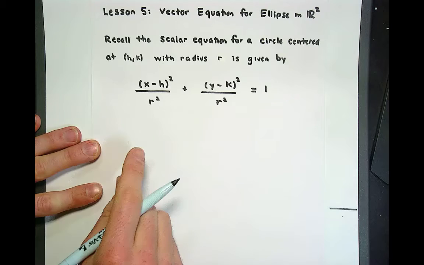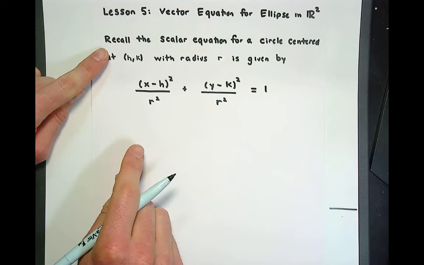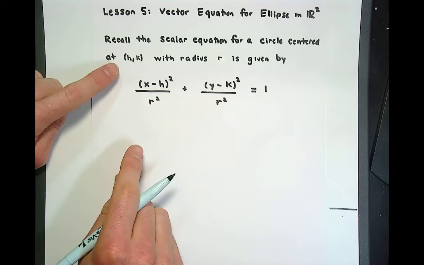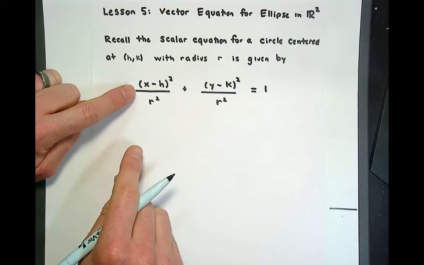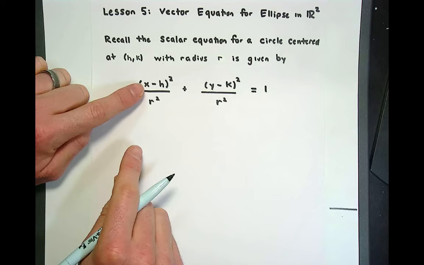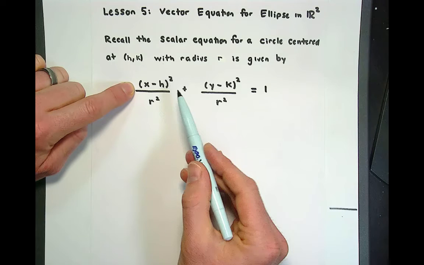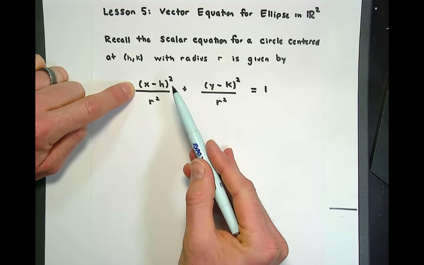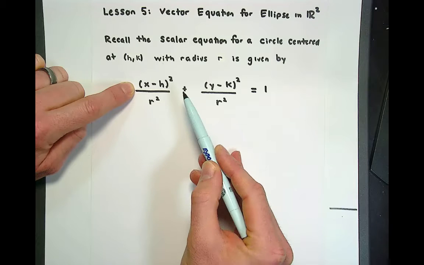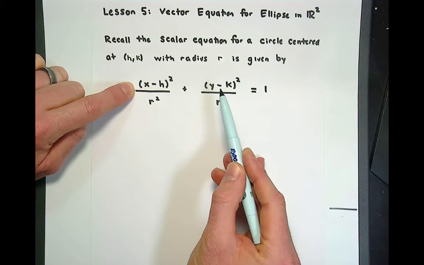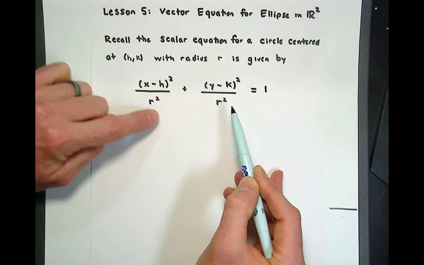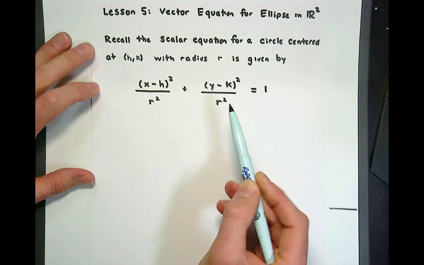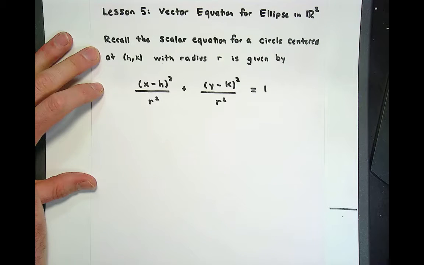We're going to begin by recalling the general scalar equation for a circle centered at h, k with radius r. Recall that we said that equation was given by (x minus h) squared divided by r squared plus (y minus k) squared divided by r squared equals 1. If we bring the r squared over to the other side, we get the equation we know and love.